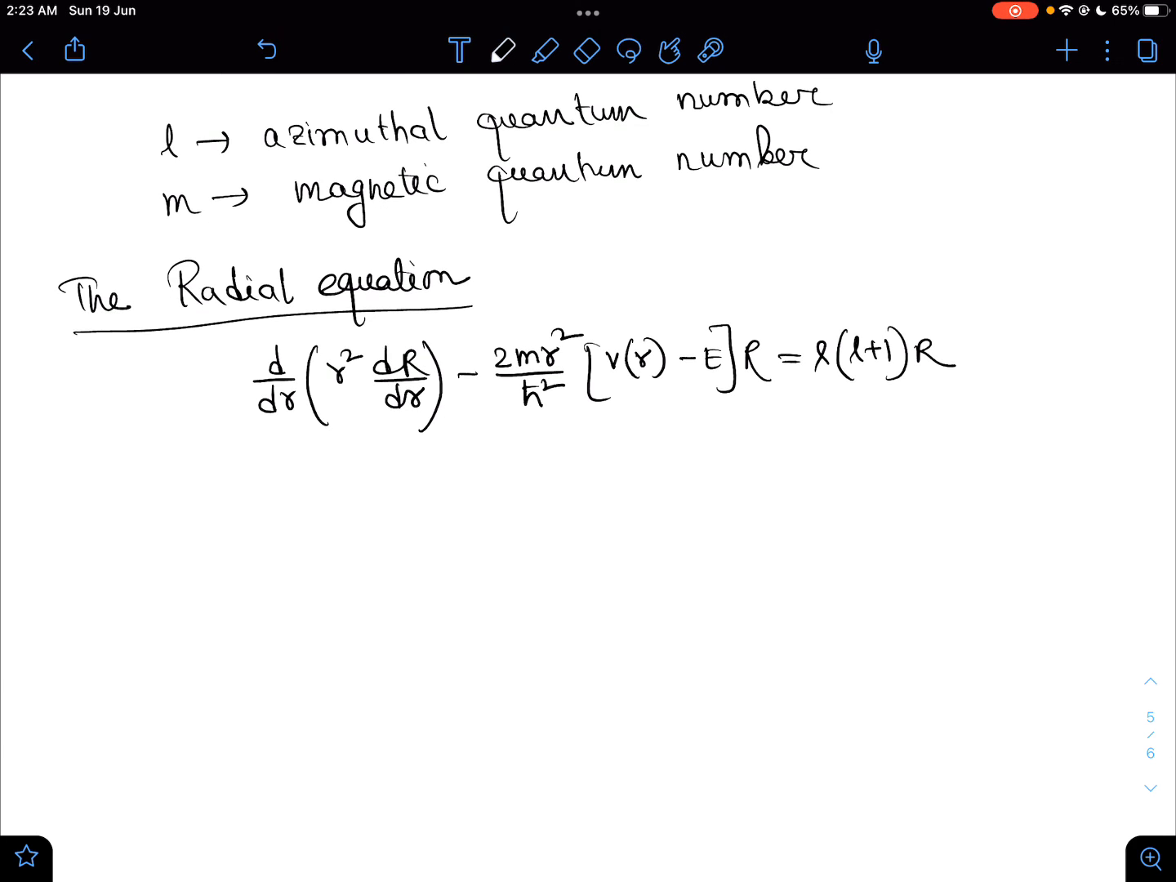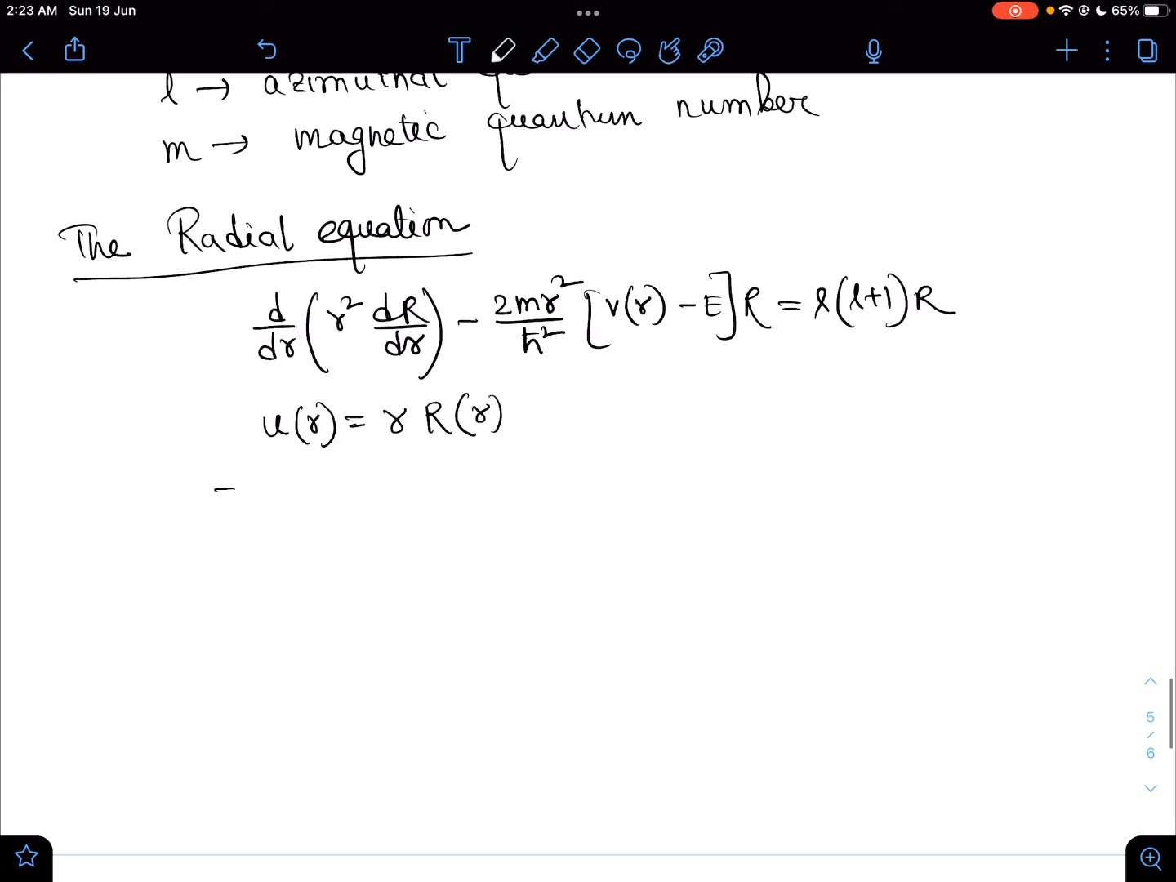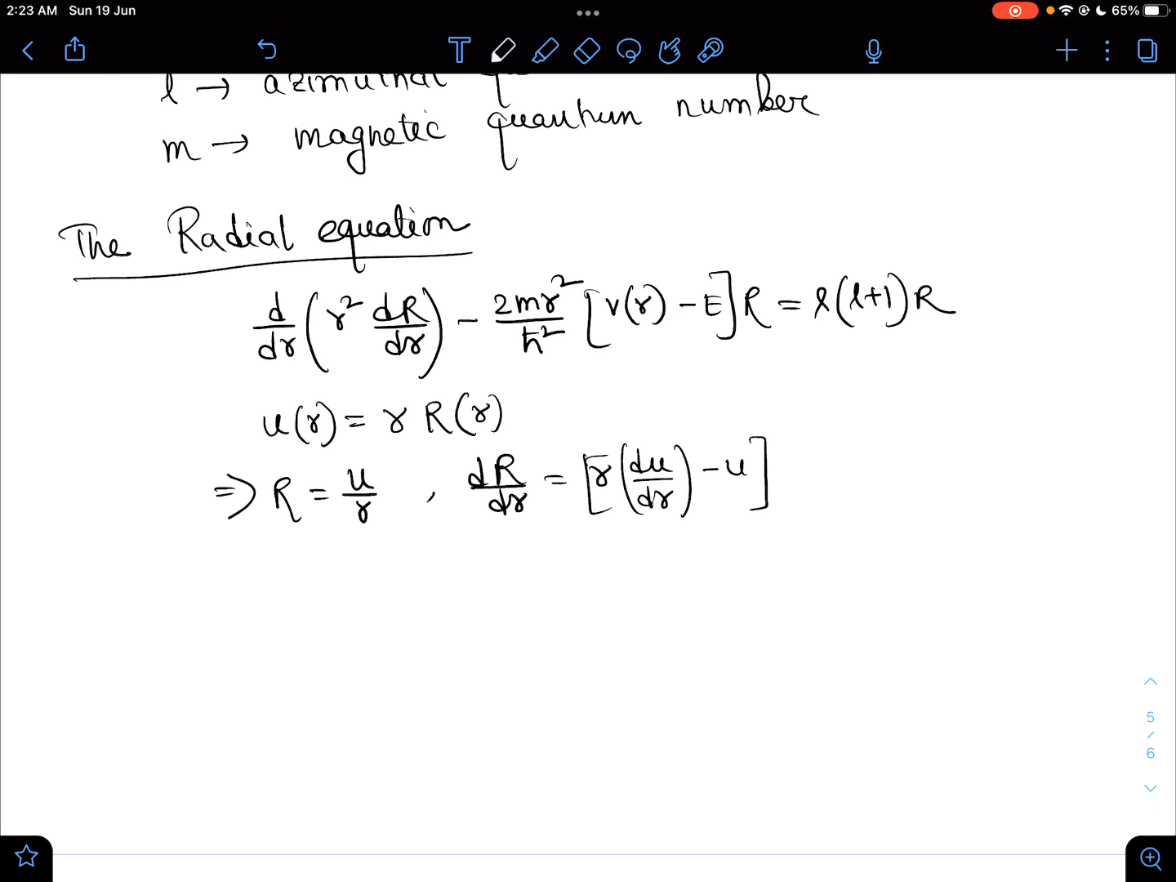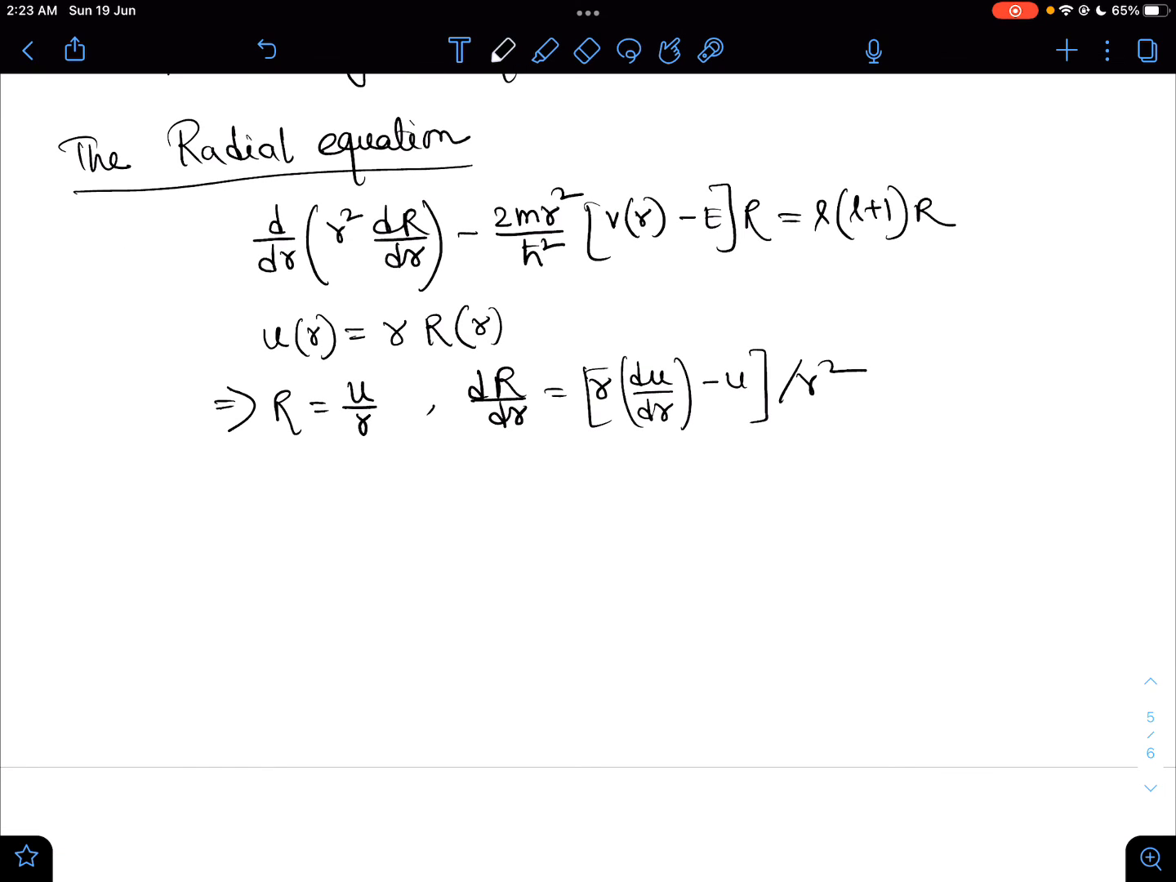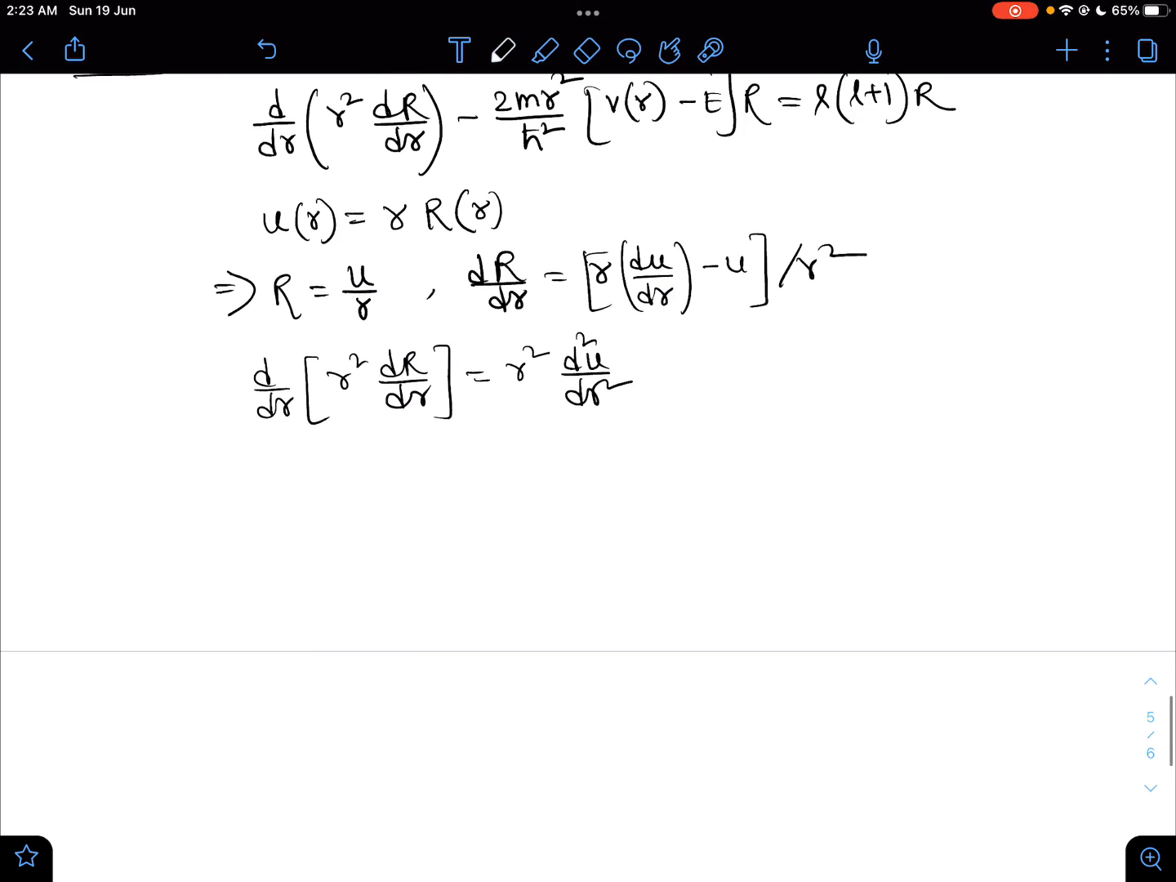If we change our variable, so let us define a new variable u in the following manner: u equals r multiplied with R. If we do that, we will replace R by u by r, and what will be our dR/dr? It will be basically (1 by r) du/dr minus u by r squared, and what will be d/dr of (r squared dR/dr)? It will be basically r times d2u/dr squared. If that is the case, then we can write our radial equation in the following manner.